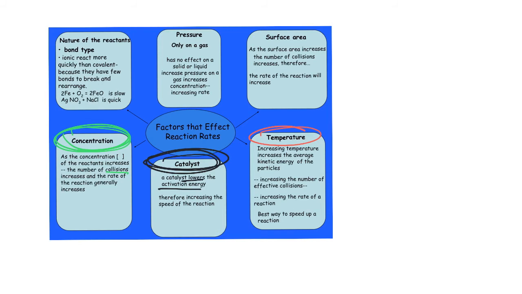So now everybody understands there's a couple of things that are happening here. All right, the bond type, the pressure, if it's a gas, the surface area, the concentration, the temperature, and the catalyst all make collisions happen, and they make them happen with the criteria that they need in order for the reaction to take place. Now that criteria is what we're going to talk about on the next slide.